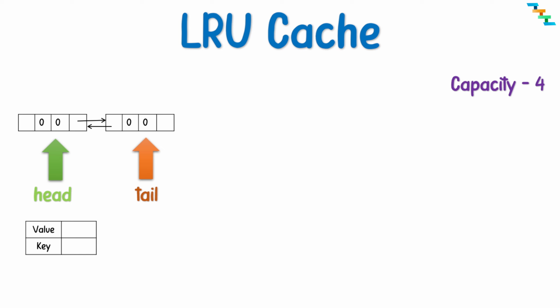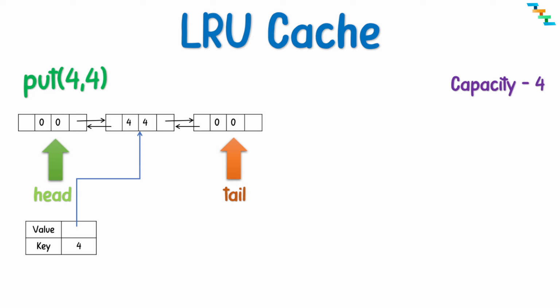So we can use the hash map to check if the key exists currently in the cache. If present, we can get the node reference from there. We add the first entry, key 4 and value 4, to the cache. First we will check if the key exists in the hash map. No, the hash map is empty, so we will create a node object with the key as 4 and value as 4. Then we will add this node right after the head.